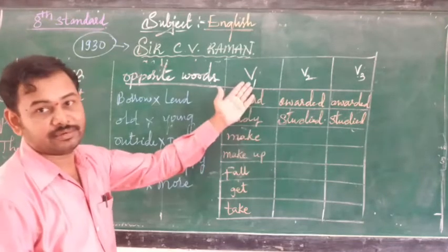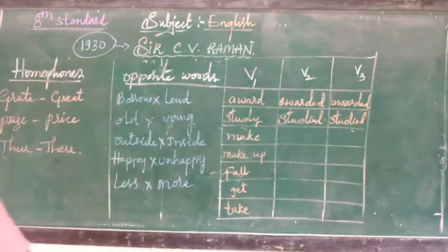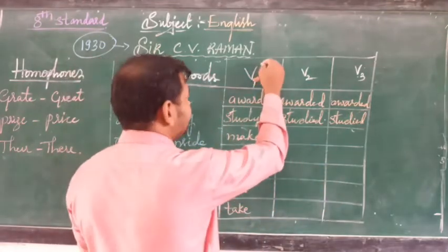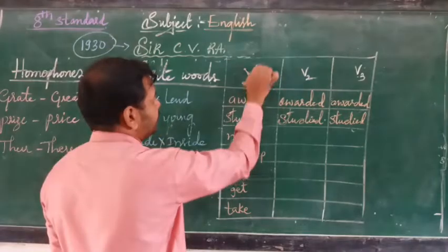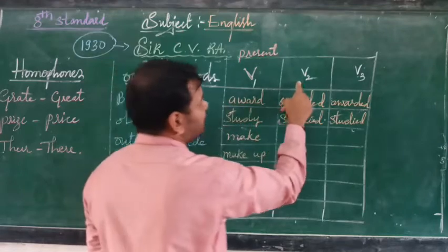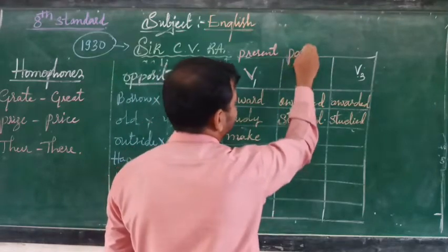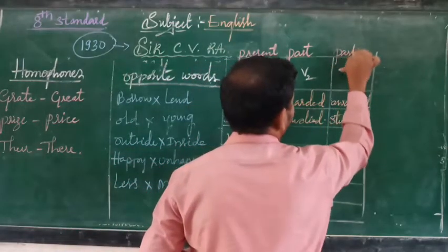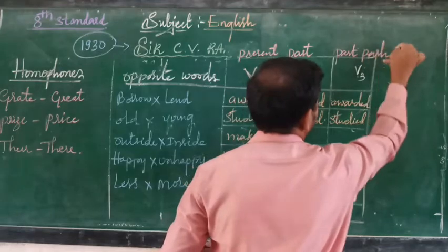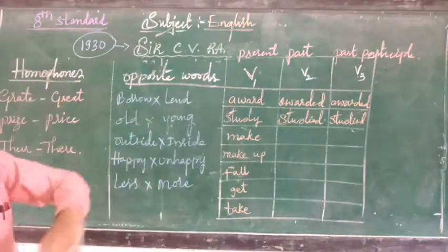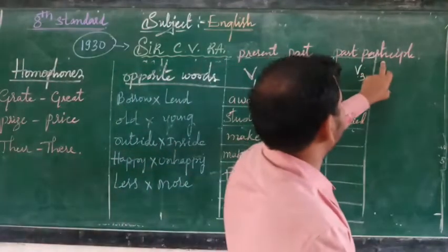Got it? Next, come to the verbals. V1. See, my dear student, what does V1 refer to here? You should concentrate carefully. This kind of question will also be asked in your examination. See here, V1 refers to present tense. V2 refers to past tense. Then V3 refers to past participle. Got it? Participle. You must concentrate on these things. Present, past and past participle.